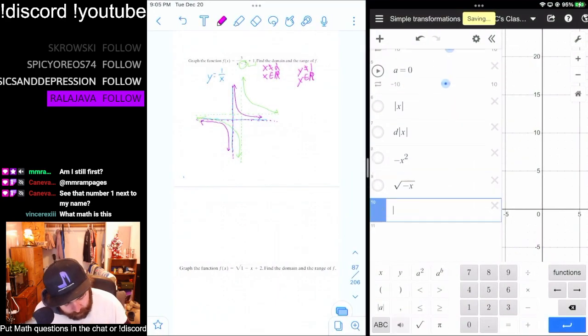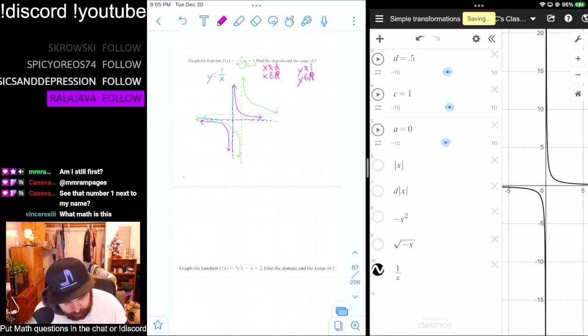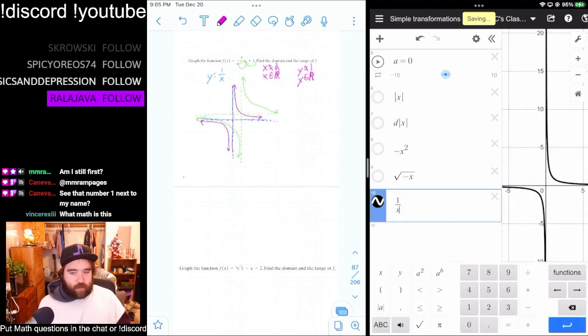Let's just start a new graph. So we've got 1 over x. There we go. That's our parent function. It's beautiful. So, of course, Desmos doesn't show the asymptotes, but it doesn't need to because it's already perfect.